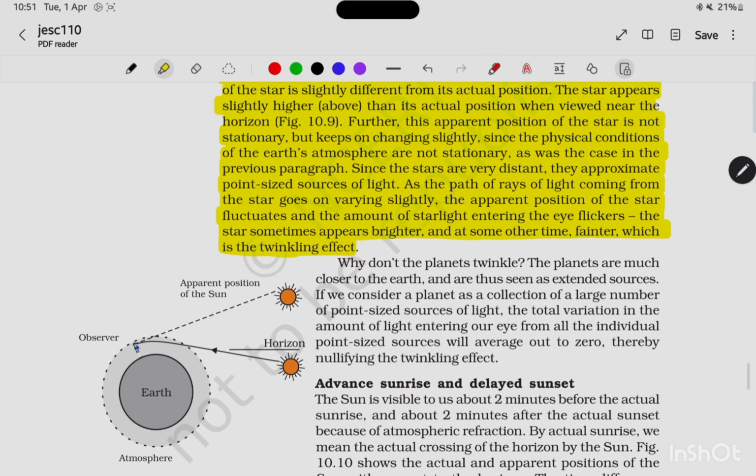I will correct it. So why don't the planets twinkle? The planets are much closer to the Earth and are thus seen as extended sources. If we consider a planet as a collection of a large number of point-sized sources of light, the total variation in the amount of light entering our eye from all the individual point-sized objects will average out to zero, therefore nullifying the twinkling effect.